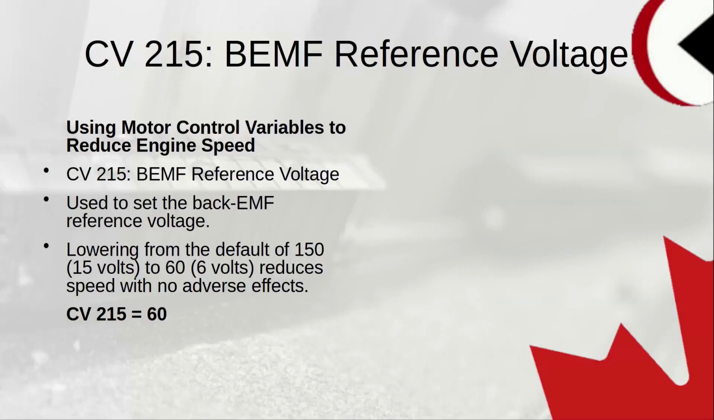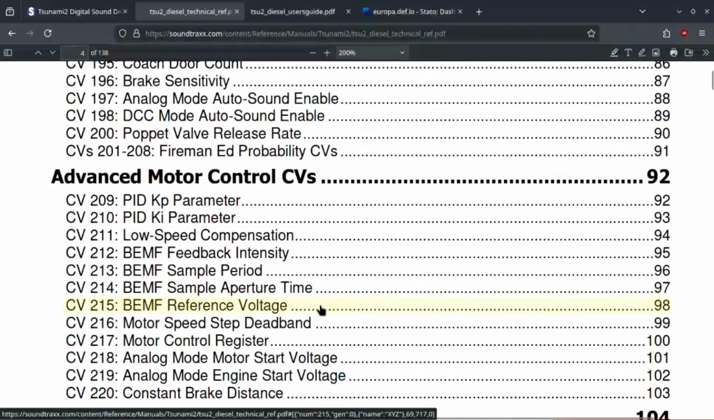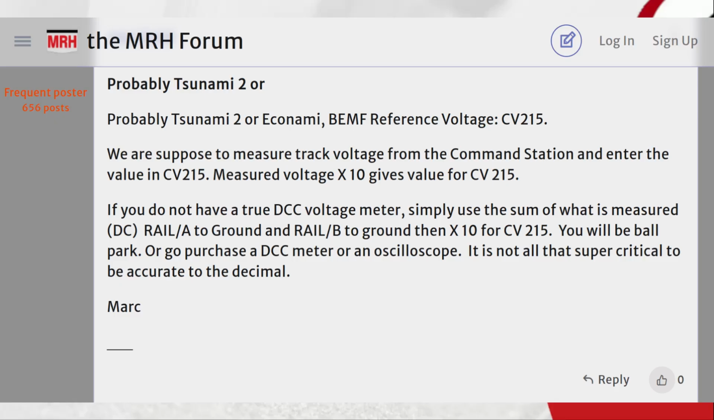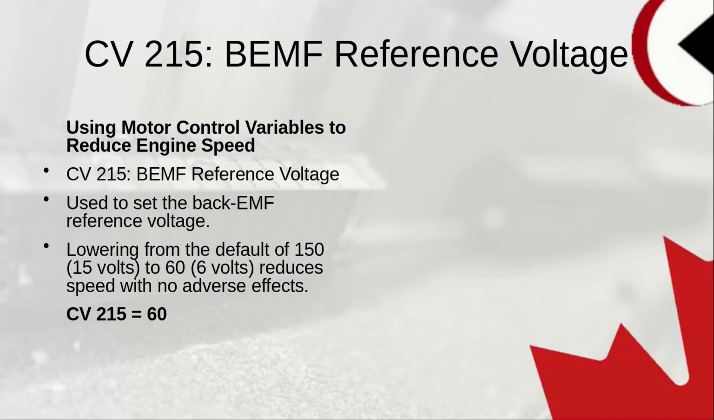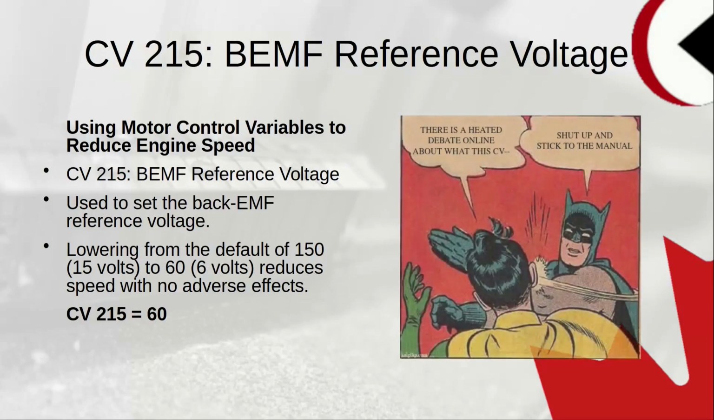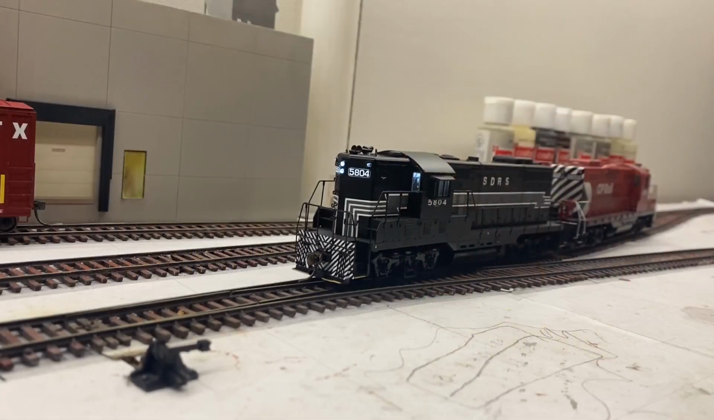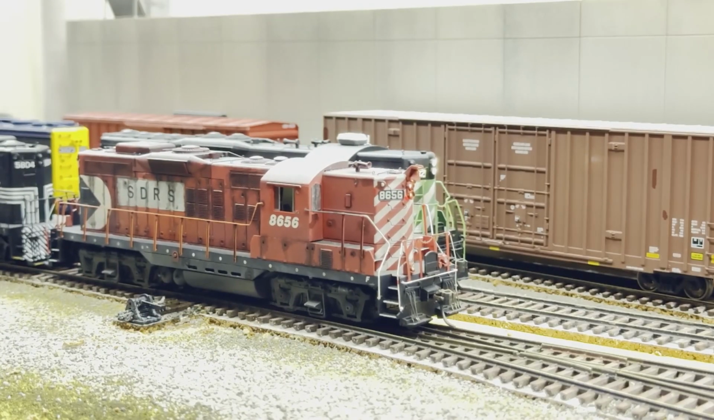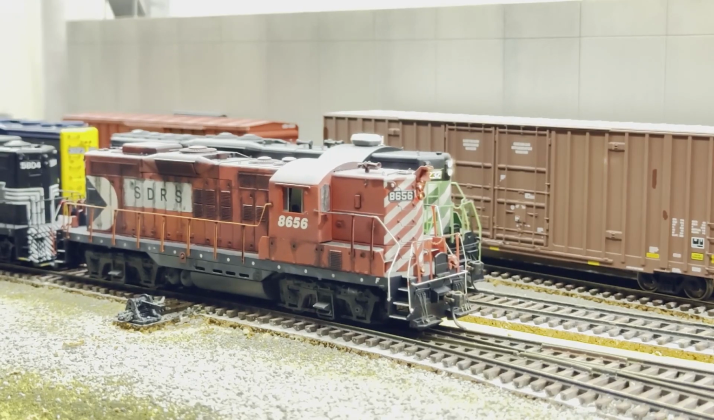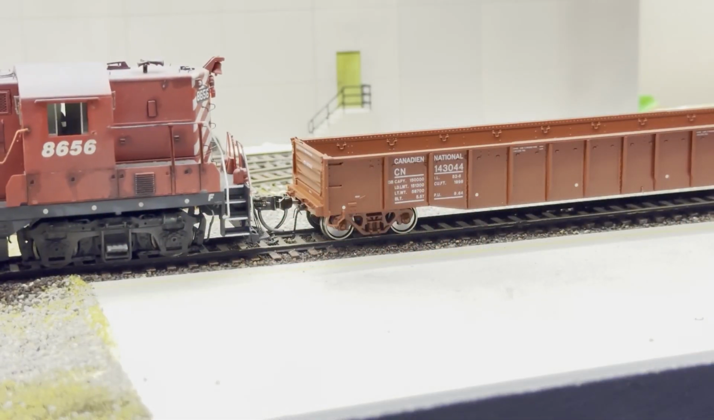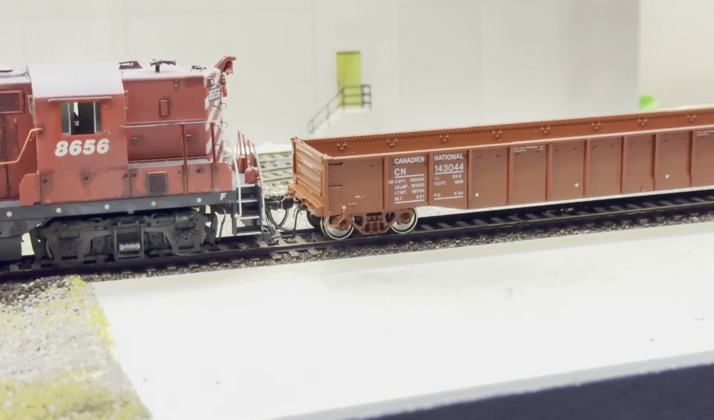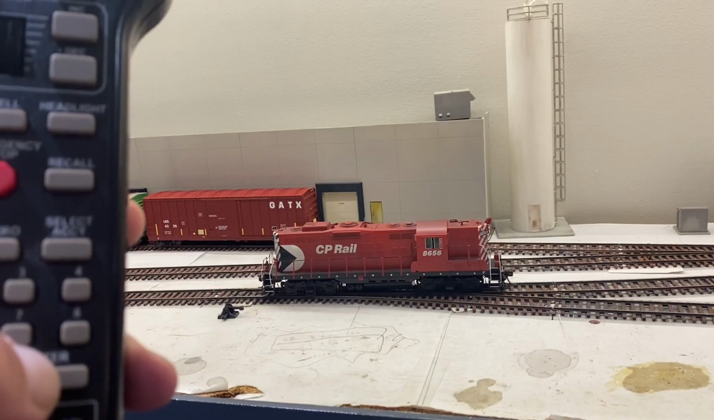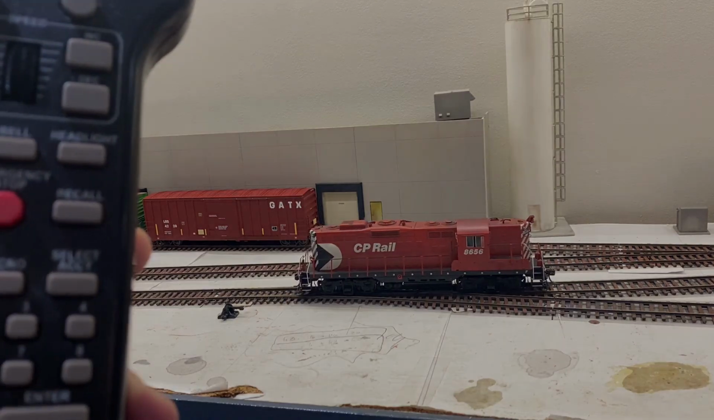CV215 controls the back EMF reference voltage, which adjusts motor speed for consistent performance by responding to feedback. Although the documentation is unclear and forums are filled with incorrect theories, setting CV215 helps fine-tune how smoothly a locomotive runs, especially at low speeds. For switching layouts, lowering CV215 from 150 to 60 improves slow speed control, ideal for precise tasks like switching and shunting. How slow is too slow? That's up to you. Here is CV215 set to 150, and here is the moment I switch it to 60.